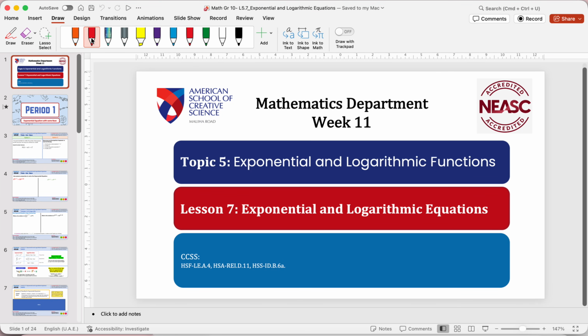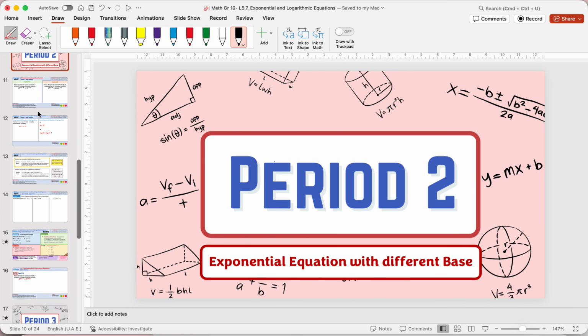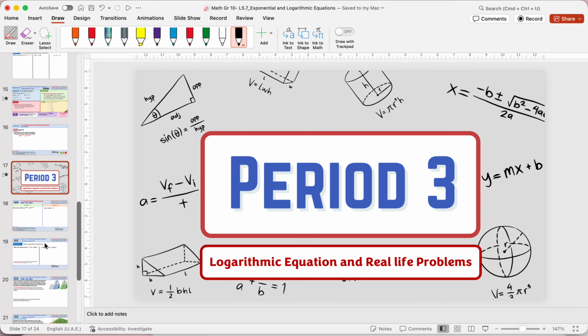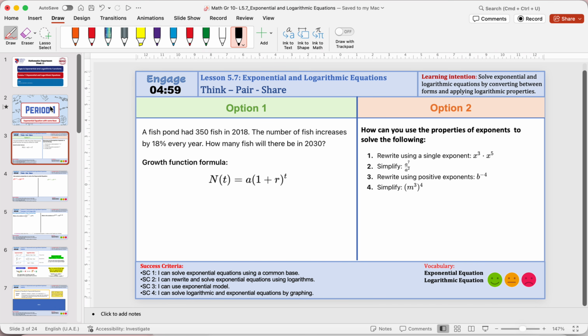Inshallah, in this video I will try to squeeze all ideas of this lesson 5.7. It's exponential and logarithmic equations. We can say three main ideas: exponential equations with same base, different base, and logarithmic equations, as well as some word problems. Anyways, I'll go directly on solving the questions related directly to the concept of the lesson.